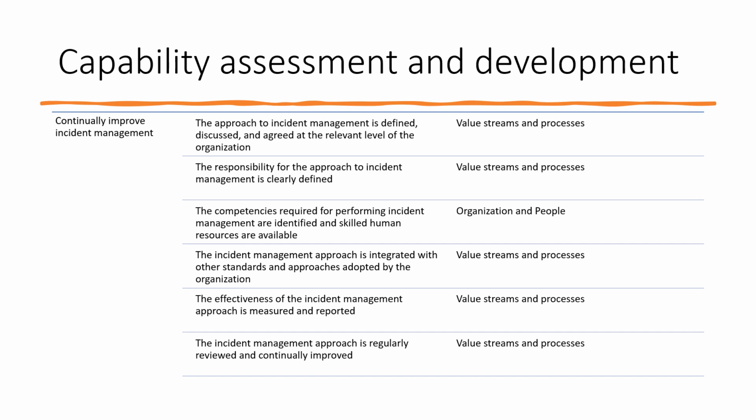Last and third practice success factor, continual improve incident management and the assessment criteria. For continual improve incident management, we only have two dimensions to talk about, value streams and processes and organization and people. Let me start with the assessment criteria for organization and people. The competencies required for performing incident management are identified and skilled human resources are available. The following assessment criteria for continual improve incident management are for the dimension value streams and processes.